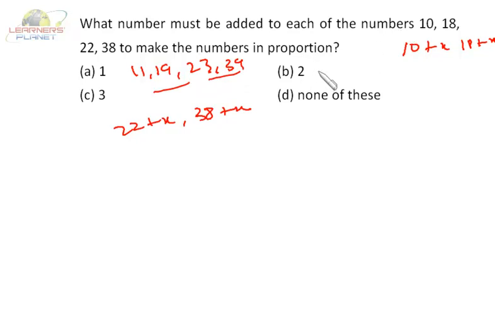Now let's take 2. So it's 12, 20, 24 and 40. Okay, so whatever the ratio 12 and 20 is maintaining, the same ratio is being maintained by 24 and 40. Okay, it's 24 is double of 12 and 40 is double of 20. So no paperwork is required. You can do the problem very easily, and 2 is the correct choice.